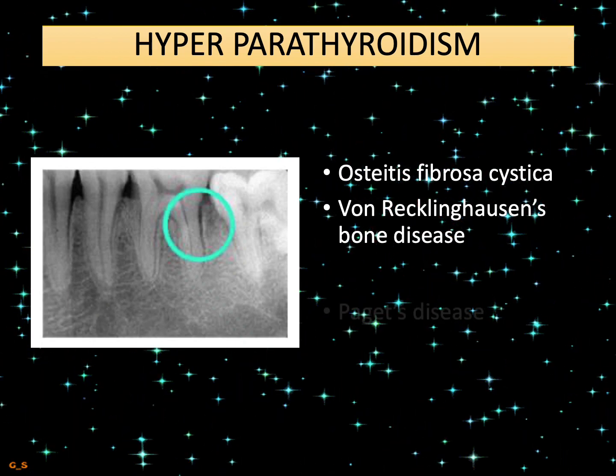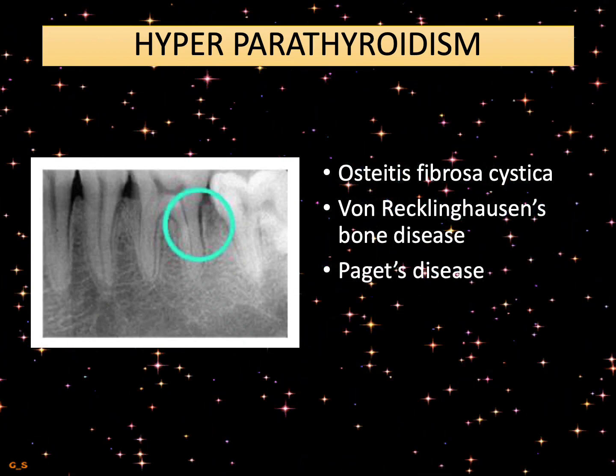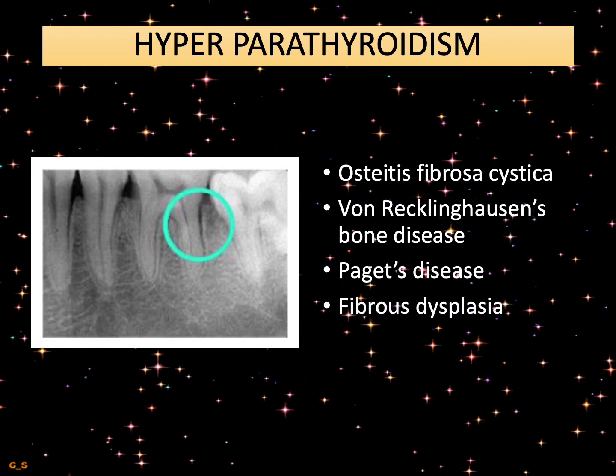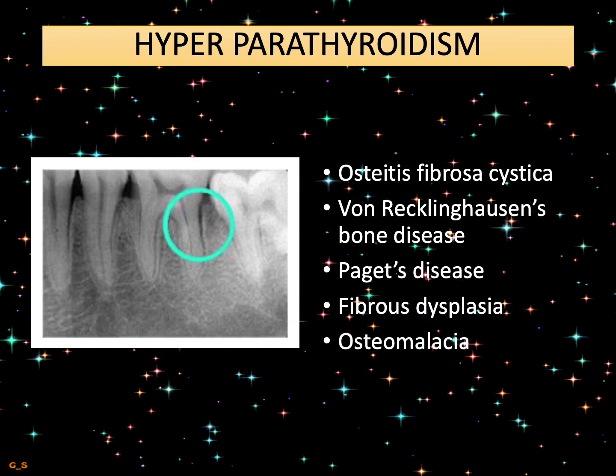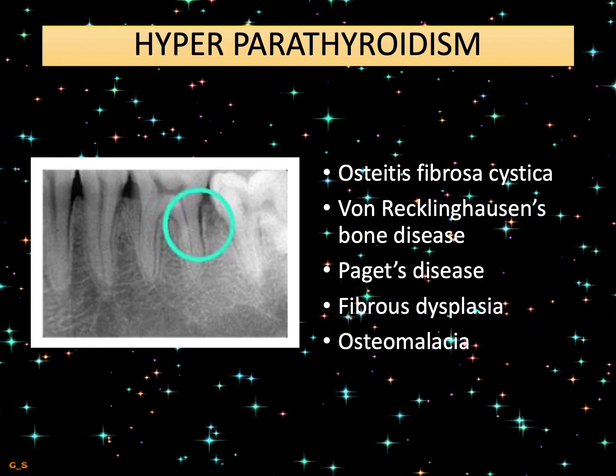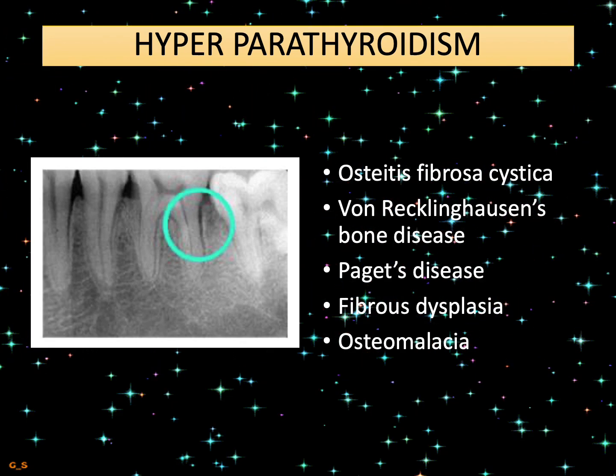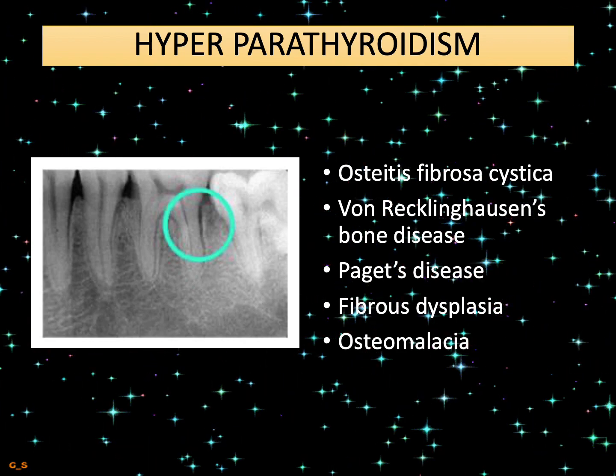The marked feature is loss of lamina dura caused due to widening of periodontal space. This disease is also seen in Paget's disease, fibrous dysplasia and osteomalacia.